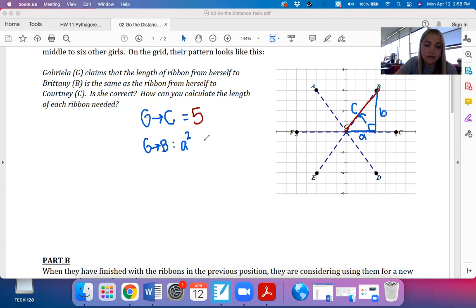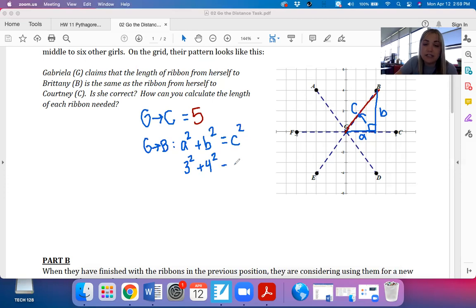A squared plus B squared equals C squared. Well, how far is A? 1, 2, 3 spaces. So I would say 3 squared. How far is B? 1, 2, 3, 4 spaces. So 3 squared plus 4 squared.